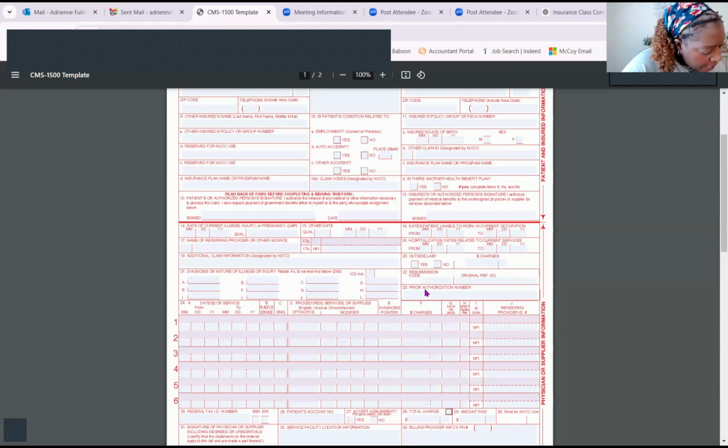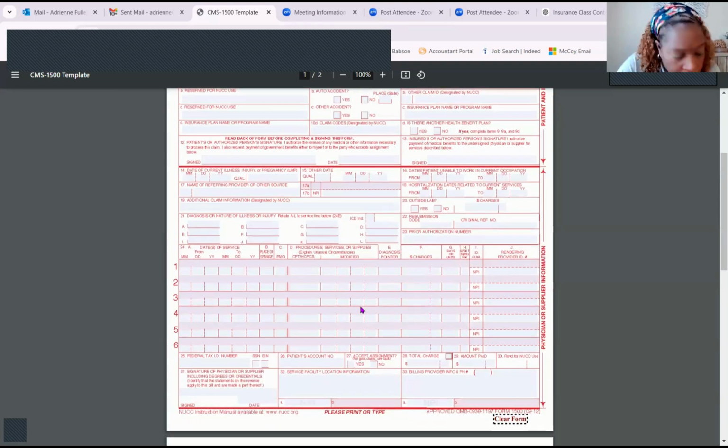And then the next thing is number 23, the prior authorization number. Remember, it's very important that you verify whether the codes that you're going to be using need to be authorized or not. If they do, that's where you put that number. We're going to go on down to block number 24, and that is what I did.